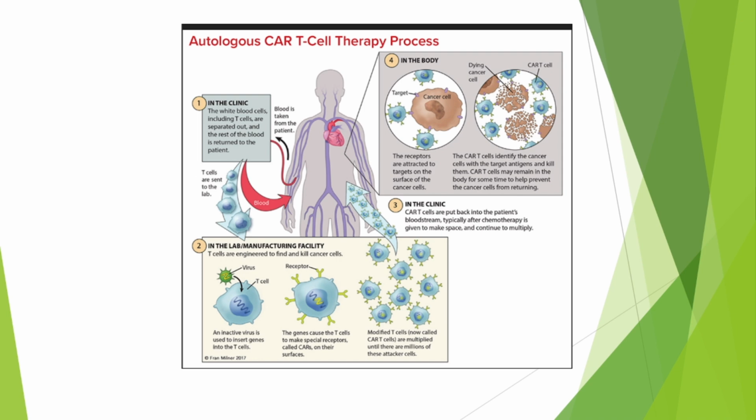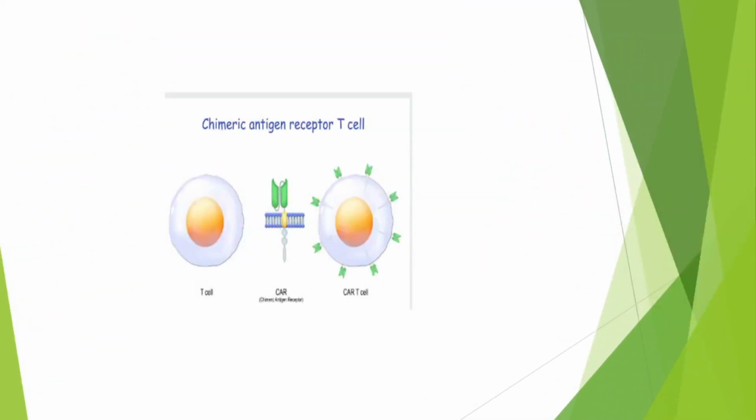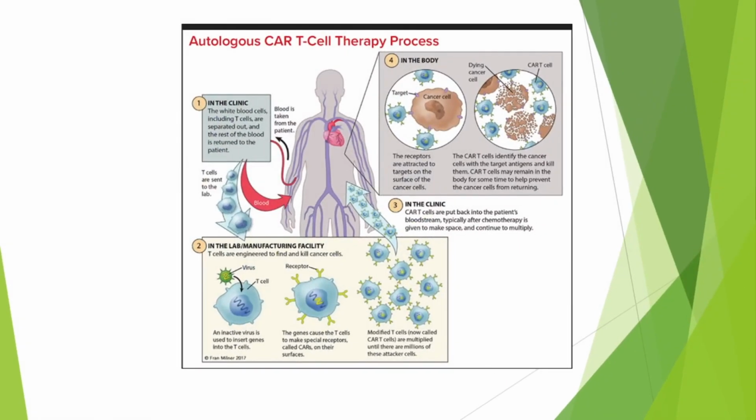In the clinic, blood is taken from the patient, then white blood cells, including T cells, are separated out and red blood cells are returned into the patient. So here we separate the T cells from the white blood cells, and the remaining part of the white blood cells are returned into the patient.